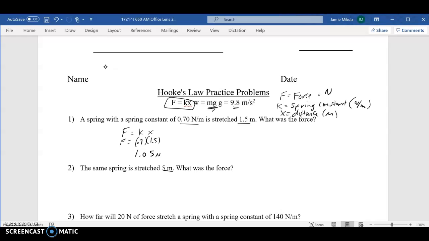Now it's stretched 5 meters, so 0.7 times 5 is 3.5, and that's F equals Kx. K is the same because it's the same spring, so the spring constant doesn't change, and we're looking for the force when it's 5 meters.